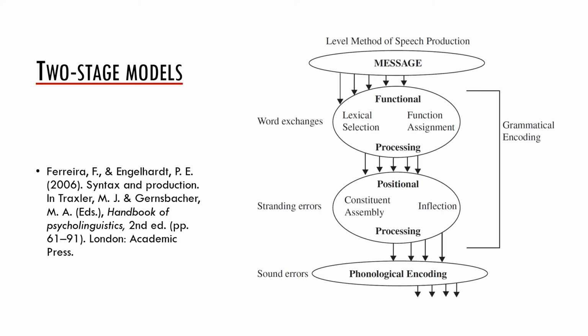These types of errors are used as evidence for the so-called two-stage models of grammatical encoding. These models distinguish between functional processing and positional processing. During the functional processing, abstract lexical entries or lemmas are retrieved and assigned grammatical functions. If this goes wrong, it results in word exchanges. During the positional processing, the serial order is imposed on the utterance and the grammatical functions generated during the functional processing are translated into linearized units. Also, the inflectional affixes are added here. If these processes go wrong, it leads to the stranding errors. The sound errors are then a product of problems with phonological encoding.